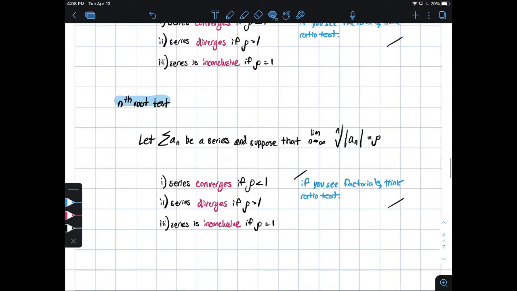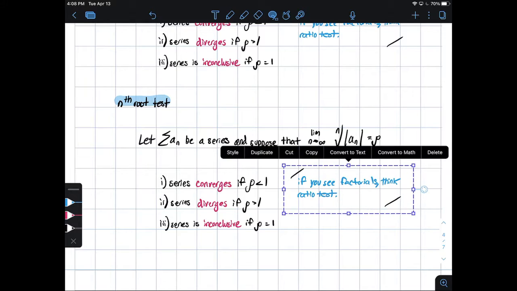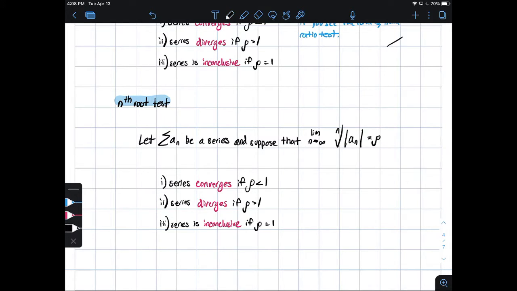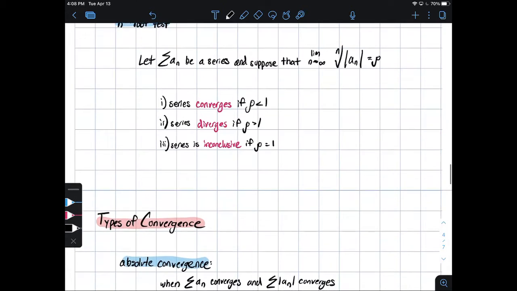Now we have the nth root test. This one, I feel like you don't see it as much, but it's still important to know, obviously. You don't see factorials. You might use it if you see a giant expression raised to the nth power, then obviously you can just undo that with the nth root, but same criteria.